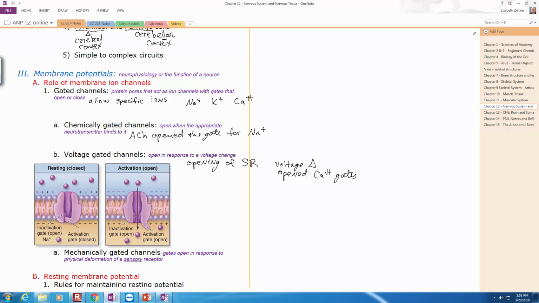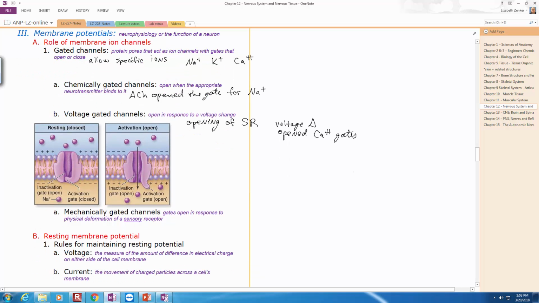So in a resting or closed picture here with our purple protein in between the phospholipid bilayer here. So they're saying that this area is showing you that the gate is closed, so it's not going to allow any ions to pass through.